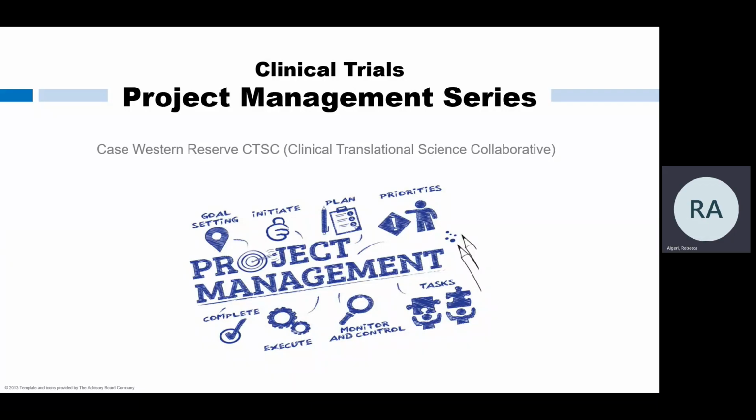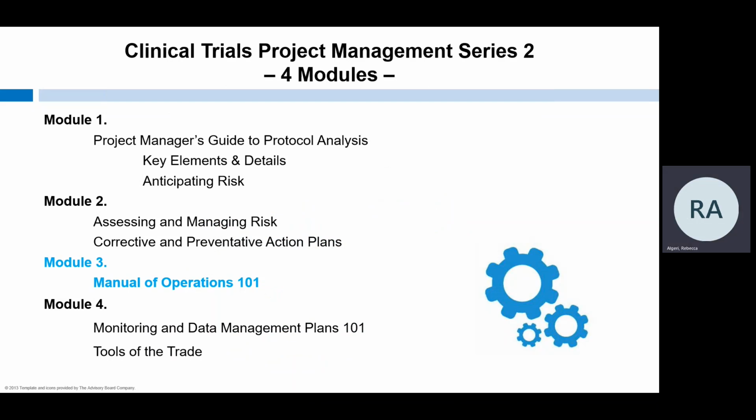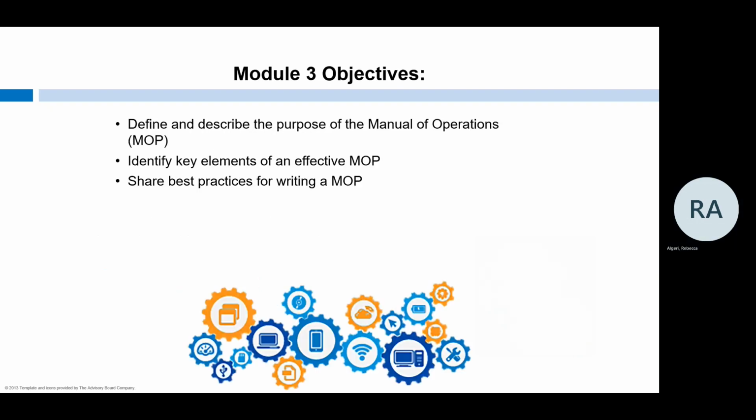Clinical Trials Project Management Series 2, provided by the Case Western Reserve Clinical Translational Science Collaborative. This series will be presented across 4 modules. Module 3 is Manual of Operations 101.